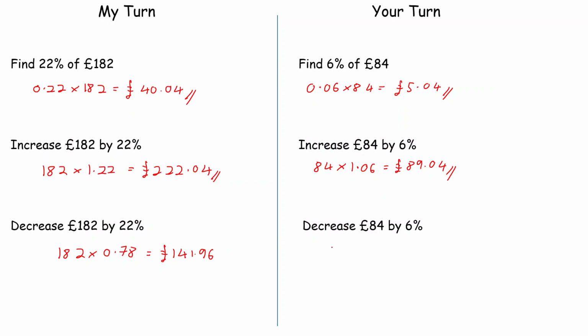So again, we've got our amount, which is 84, and we're timesing through by 1 take away 0.06, which is going to be 0.94. So these bits here are the percentage multipliers, okay, that we've been looking at on the previous slides. So 84 times by 0.94, which is £78 and 96 pence. Okay, if you got those correct, then that's really good, because understanding percentage multipliers, so these bits here, is really, really important, okay, particularly in later videos.